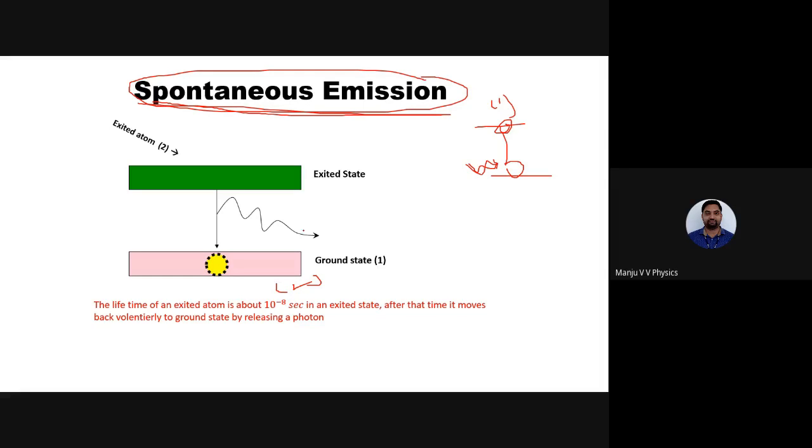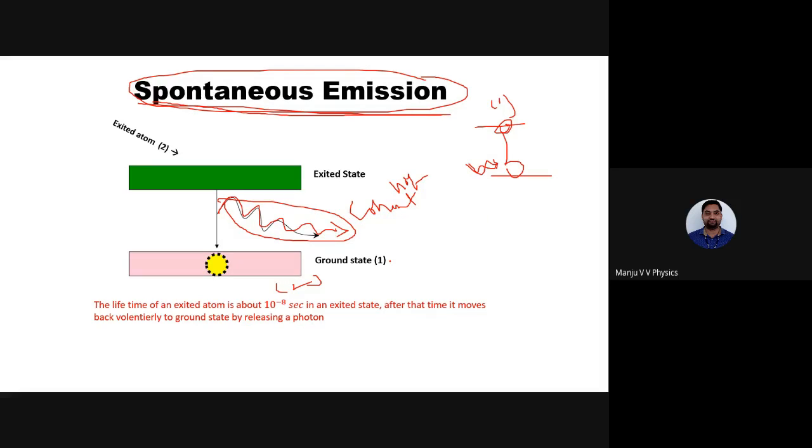But whatever light it emits is not a coherent source. It is not in phase also. So this beam of light cannot be considered as a laser beam, because it is not coherent. It is normally a polychromatic light.